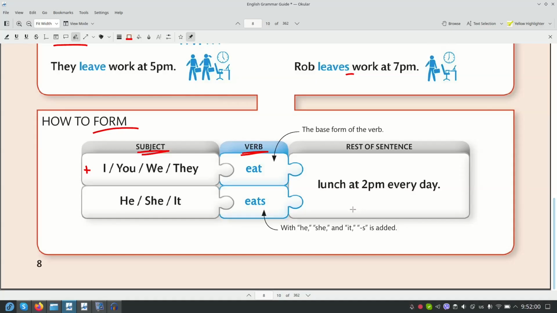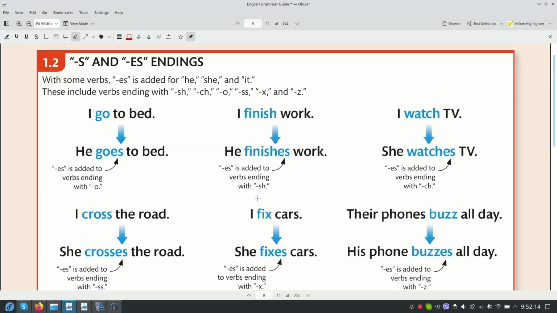Also, different verbs can add different endings. But what do I mean when I say different endings? So not only s. Pay attention to this verb. I go to bed. But if I use this verb go with he, I add es. So I go to bed, but he goes to bed.